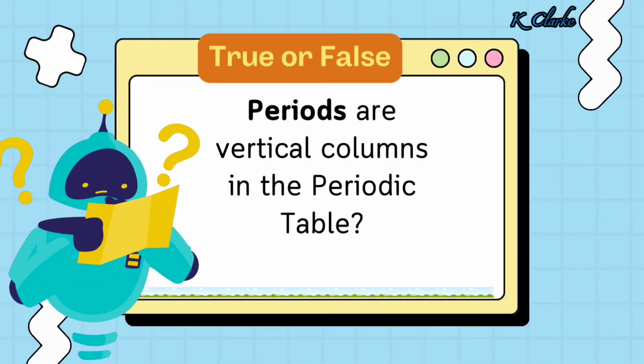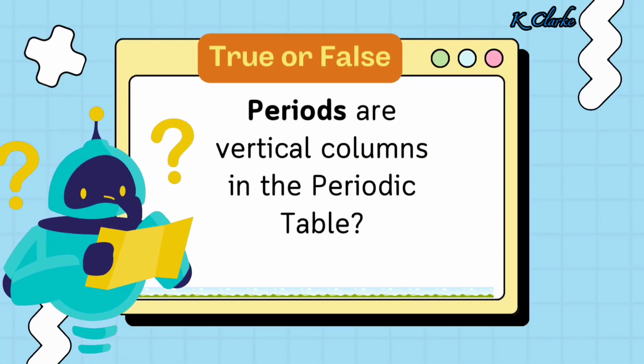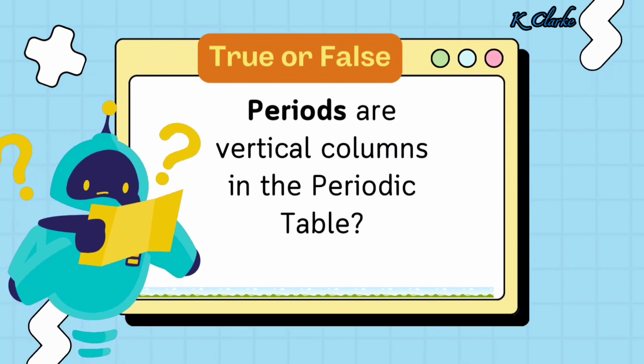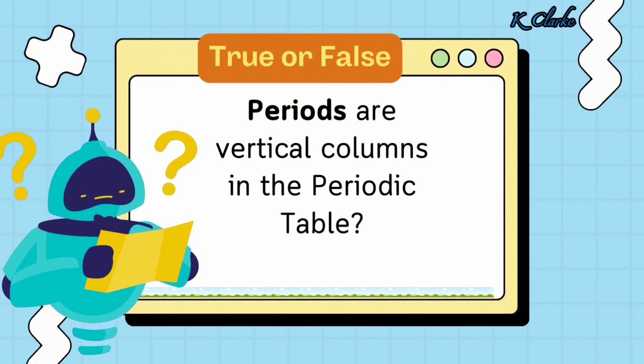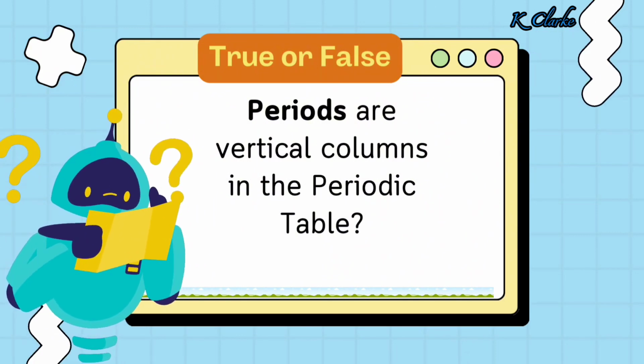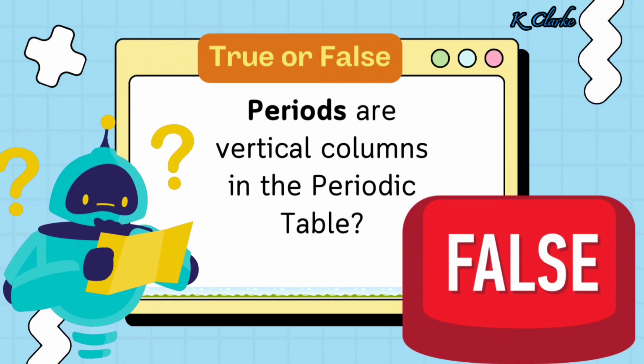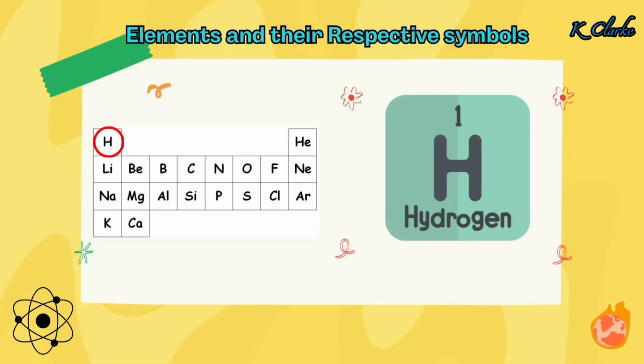Here's an activity: true or false. Periods are vertical columns in the periodic table. The answer is false. If you got it correct, well done. At this time, you will be learning about the first 20 elements and their respective symbols.